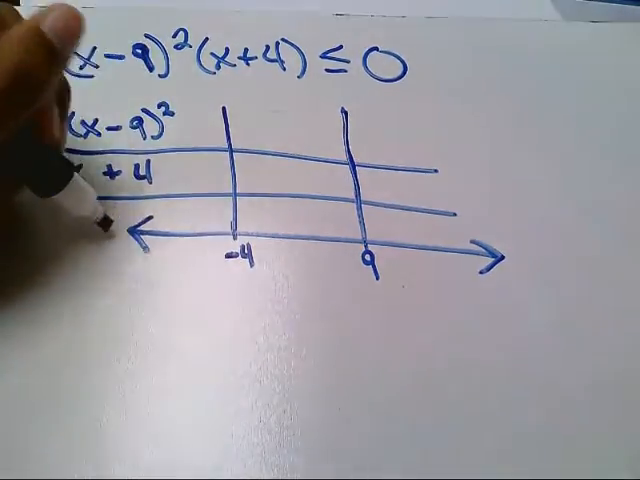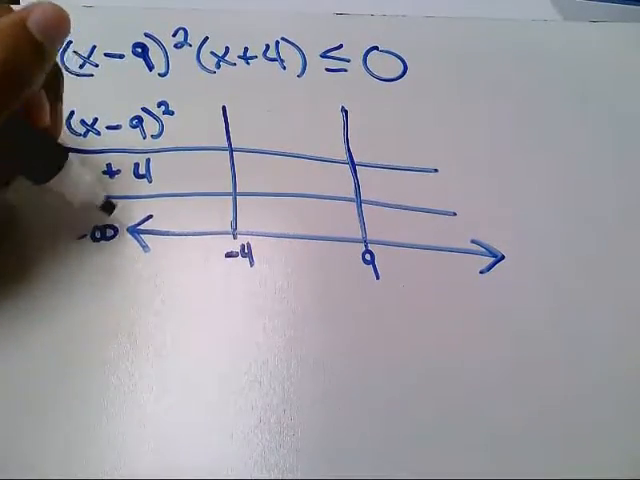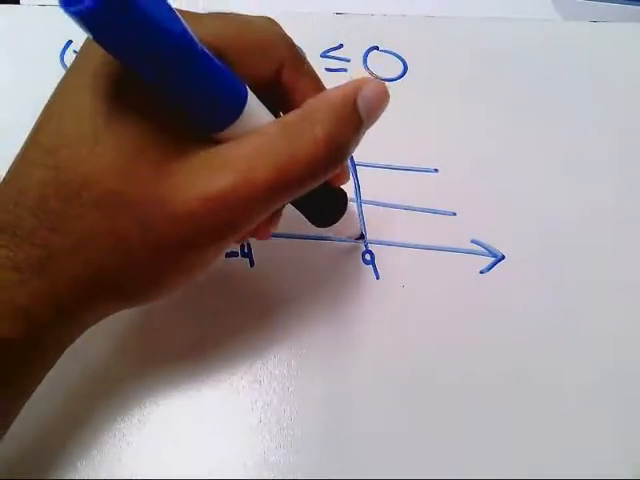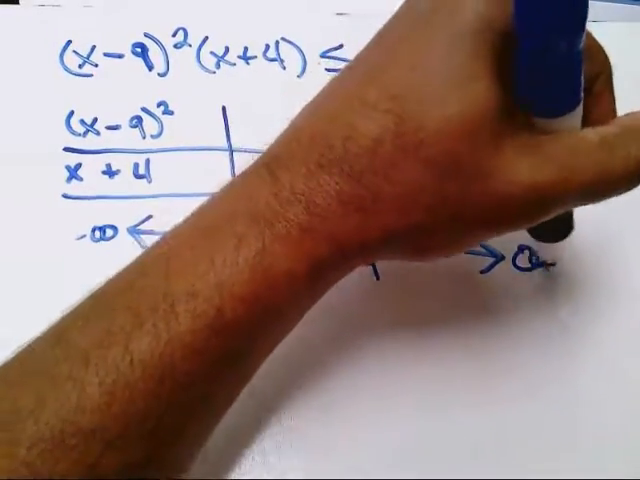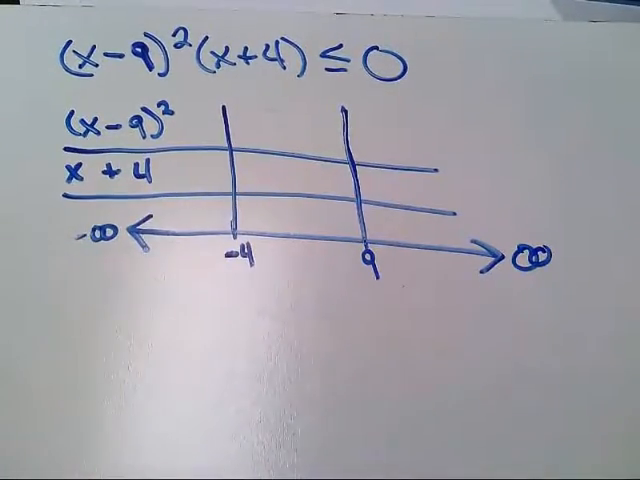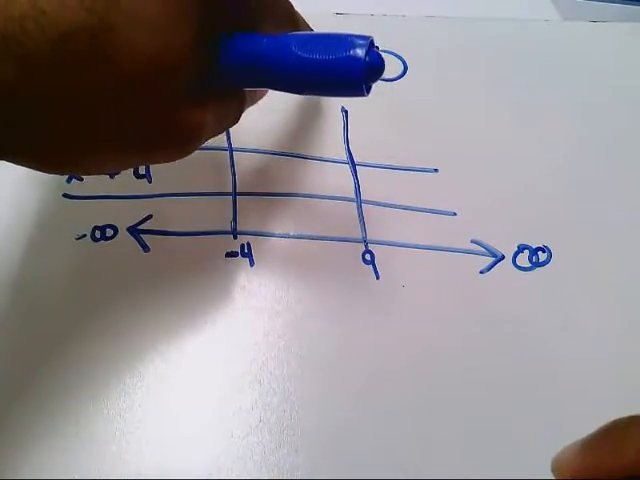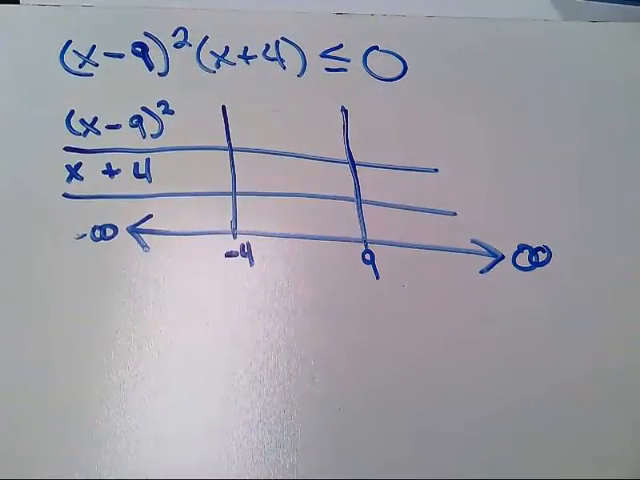And now we check each section of the graph from negative infinity to -4, from -4 to 9, and then from 9 to positive infinity to see where or if the function will change signs, because this time we're looking for where the function is less than or equal to 0. So this time we're going to keep the negative sections.